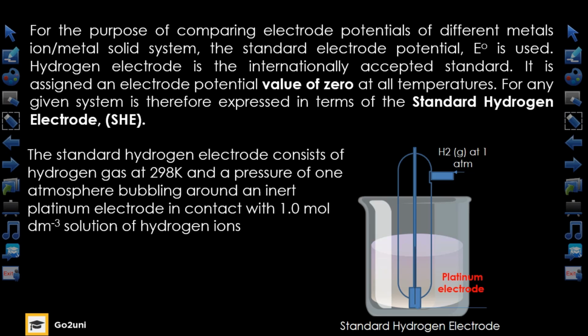which is around an inert electrode. The electrode here in question is platinum electrode. So this is actually how the SHE system is designed. It's made up of platinum electrode, and of course we have a pressure of 1 atmosphere and a hydrogen gas at 298 Kelvin. So this is actually how the SHE device is constructed.